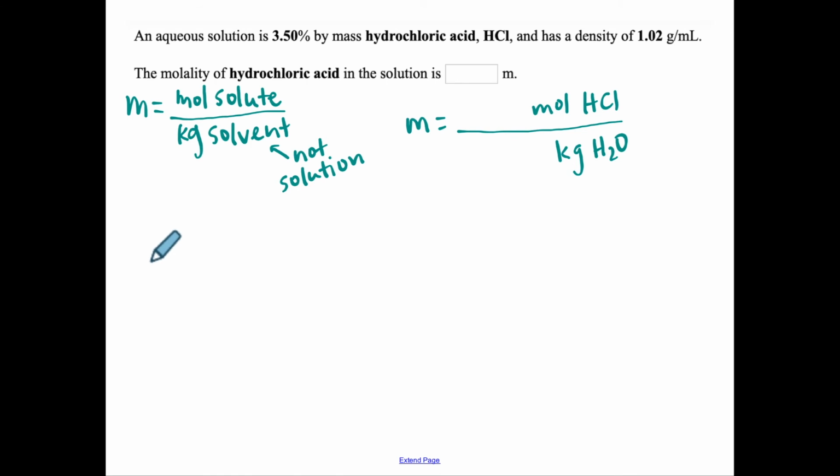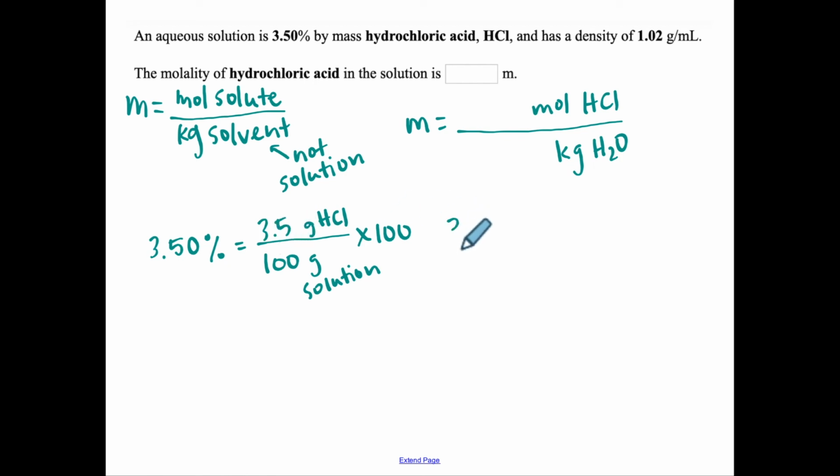The problem tells us that the percent by mass is 3.50. So this is going to be the grams of solution, and this is going to be the grams of the hydrochloric acid. What we can do is we can assign this solution a mass. So I like to use easy numbers like 100 grams. So if I assign the solution the mass of 100 grams, and then I solve for this mass up here, I'm taking 3.5 divided by 100 times 100, so I end up with 3.5.